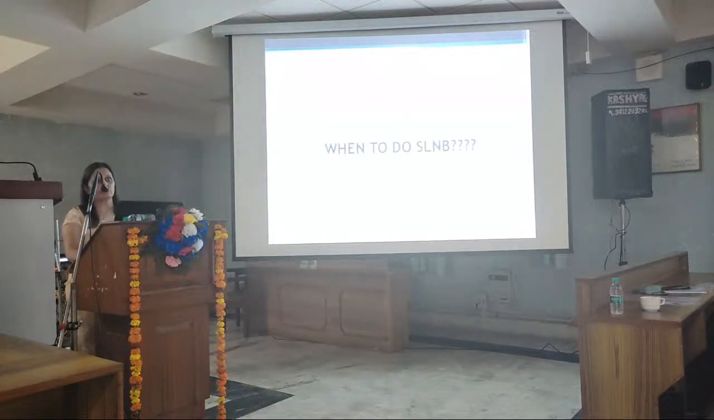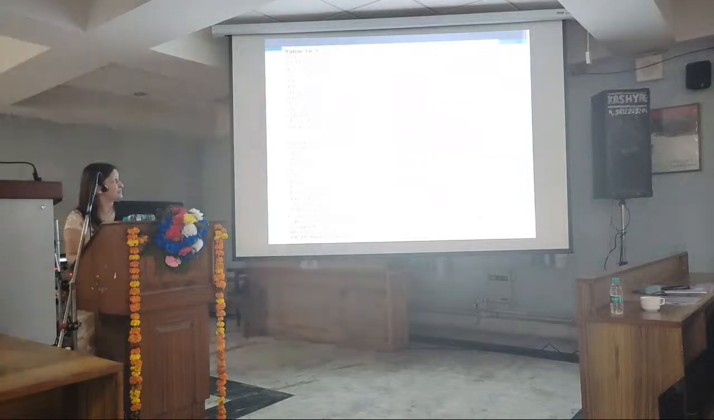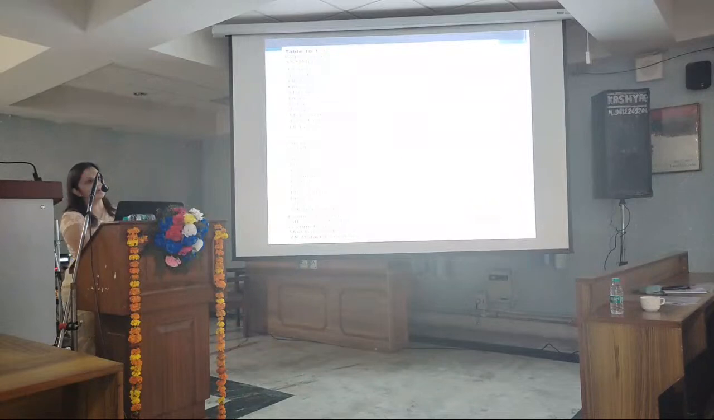So when should we do the sentinel lymph node biopsy? These are the basic recommendations given by the EANM and the SNMMI. Here it is very clear: T1 and T2 tumors, that is small tumors, and node negative tumors. In every age we can do it, no matter whether the patient is young or older. Obesity is also not a contraindication. Both sexes we can go for. DCIS with mastectomy: when we are doing mastectomy for a DCIS patient, we should do the sentinel lymph node biopsy.